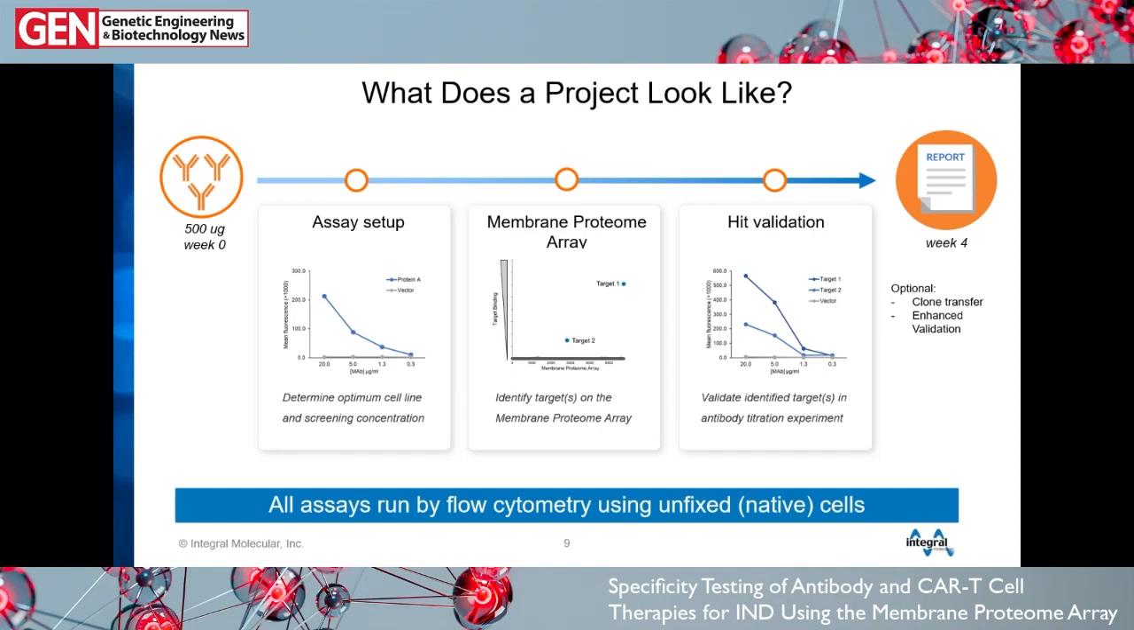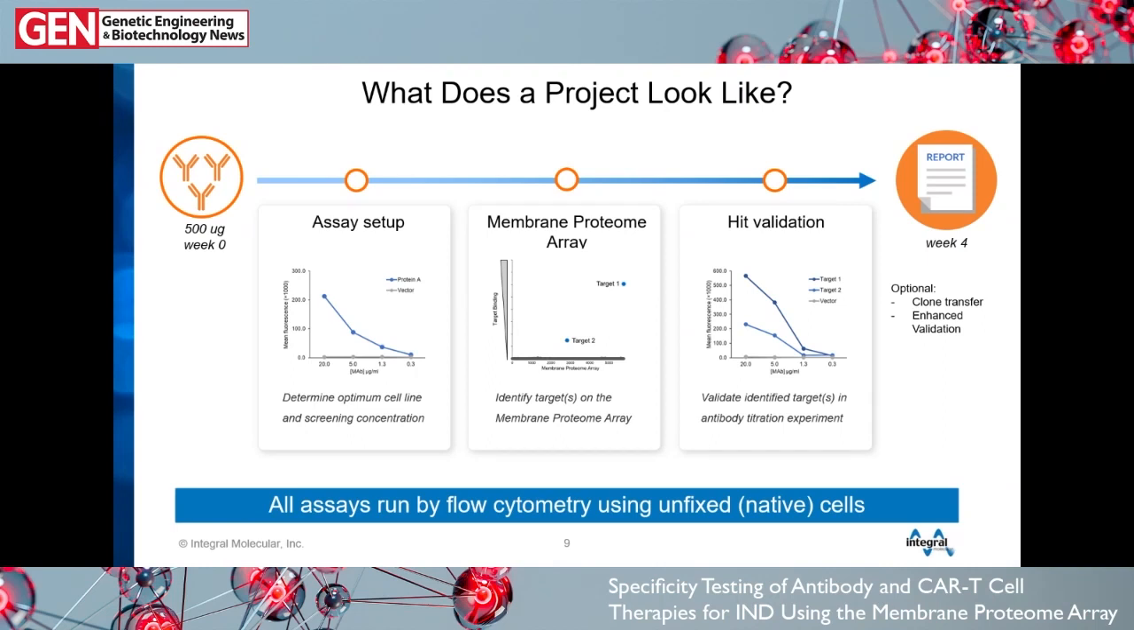The assay setup is an optimization step where we test titrations of each antibody against appropriate controls in order to select optimal screening conditions. Once those have been selected, we will then screen the antibody against the 6,000 protein MPA and see what hits come up.